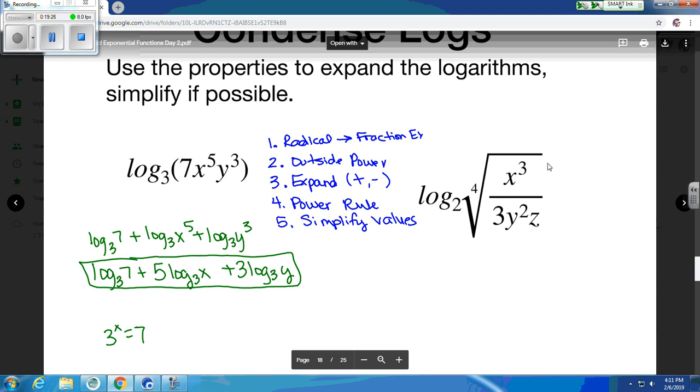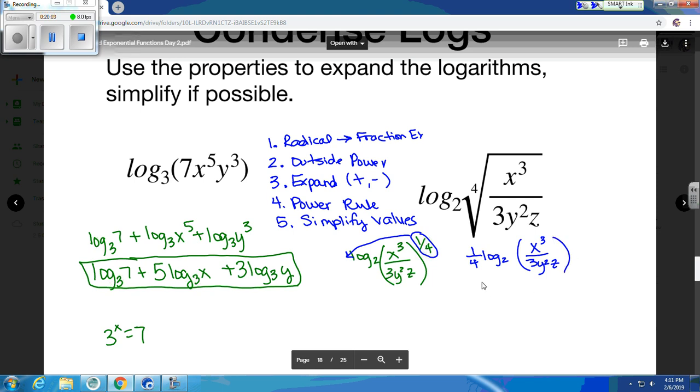Next one, I do have a radical to change, so I'm going to change this to log base 2 of x to the 3rd over 3y squared z raised to the 1/4 power. Then I'm going to bring my 1/4 power to the front because that's my outside power. So I have 1/4 log base 2 of x to the 3rd over 3y squared z.